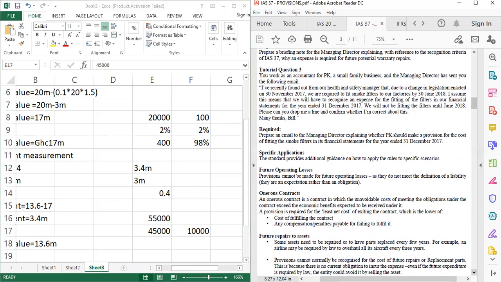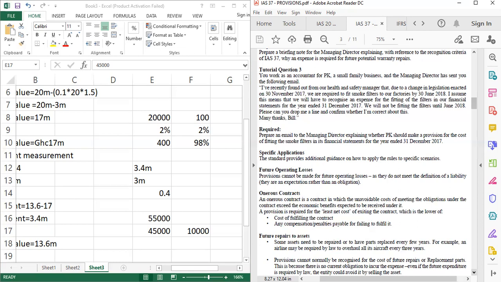Let's come to future repairs to assets. Some assets need to be repaired or to have parts replaced every few years. For example, an airline may be required by law to overhaul its aircraft every 3 years. Provisions cannot normally be recognized for the cost of future repairs or replacements. Do you know why we cannot make provisions for future repairs?